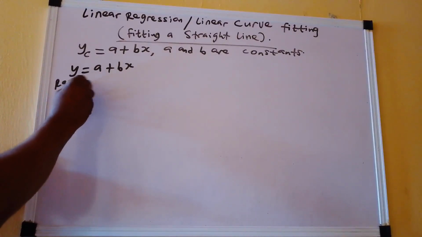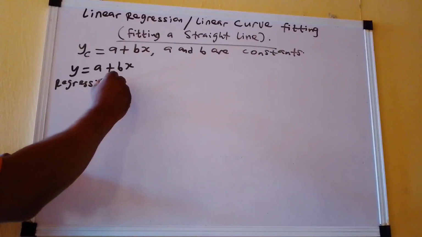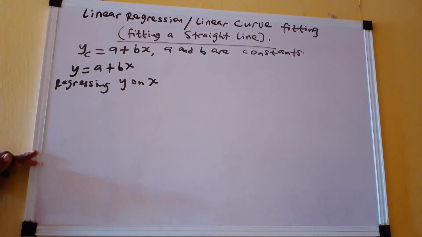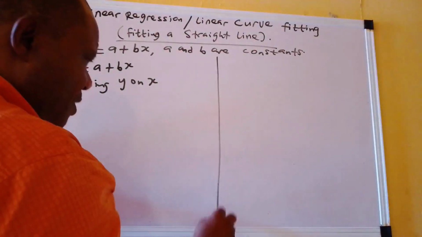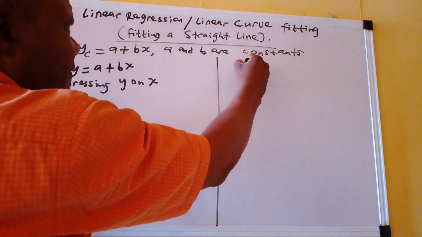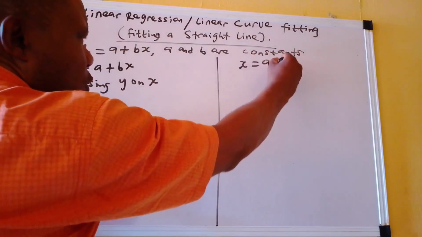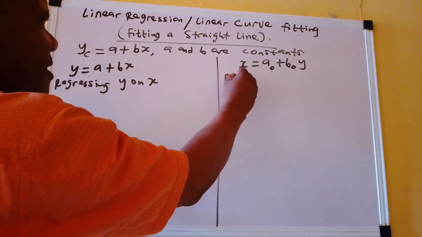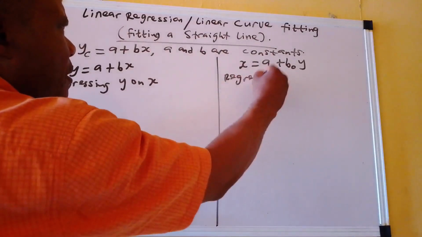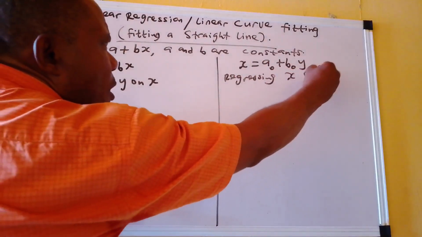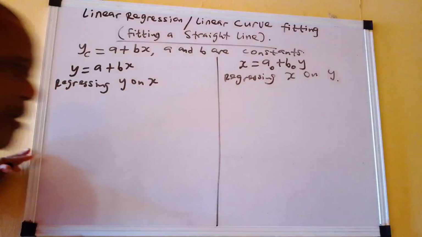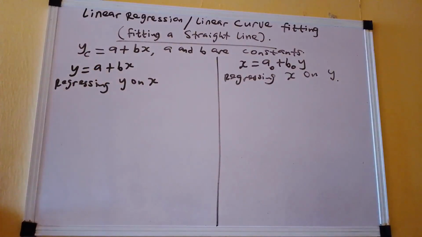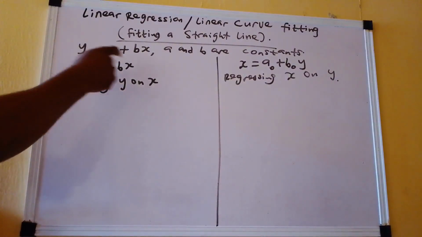this simply means you are regressing y on x. That means y is depending on x. Permit me to share the board into two parts. If I have x is equal to a naught plus b naught y, this simply means you are regressing x on y.